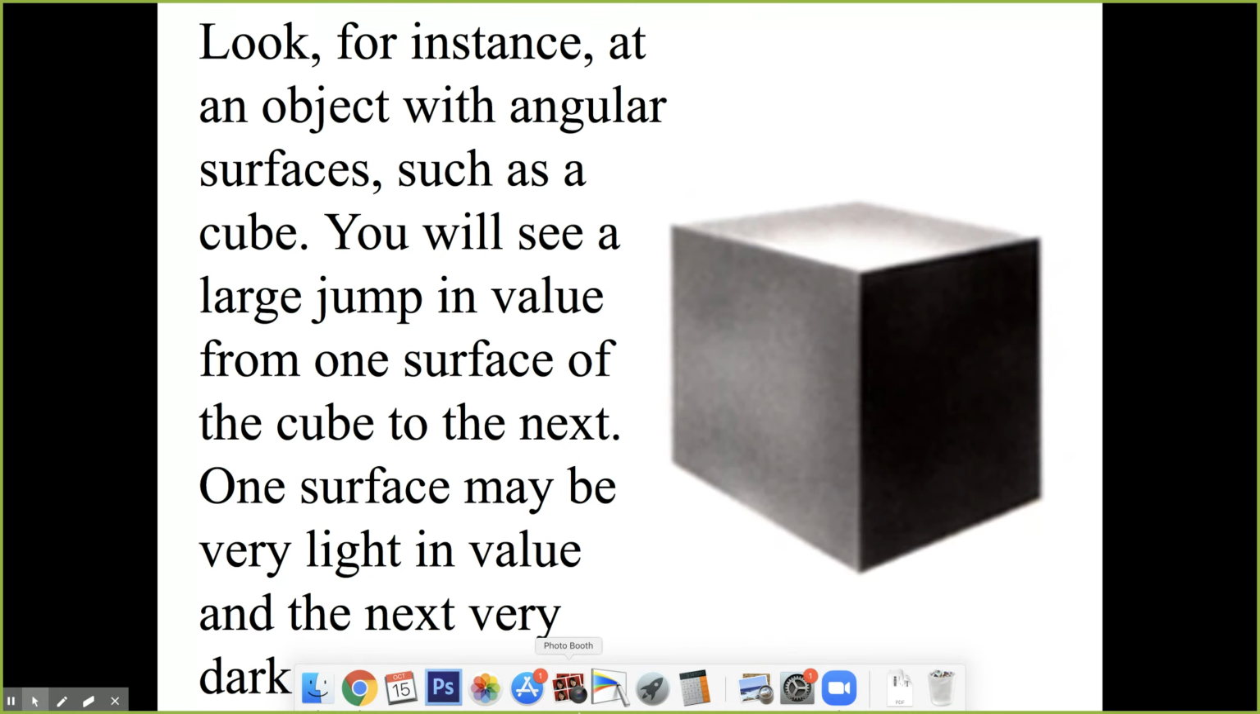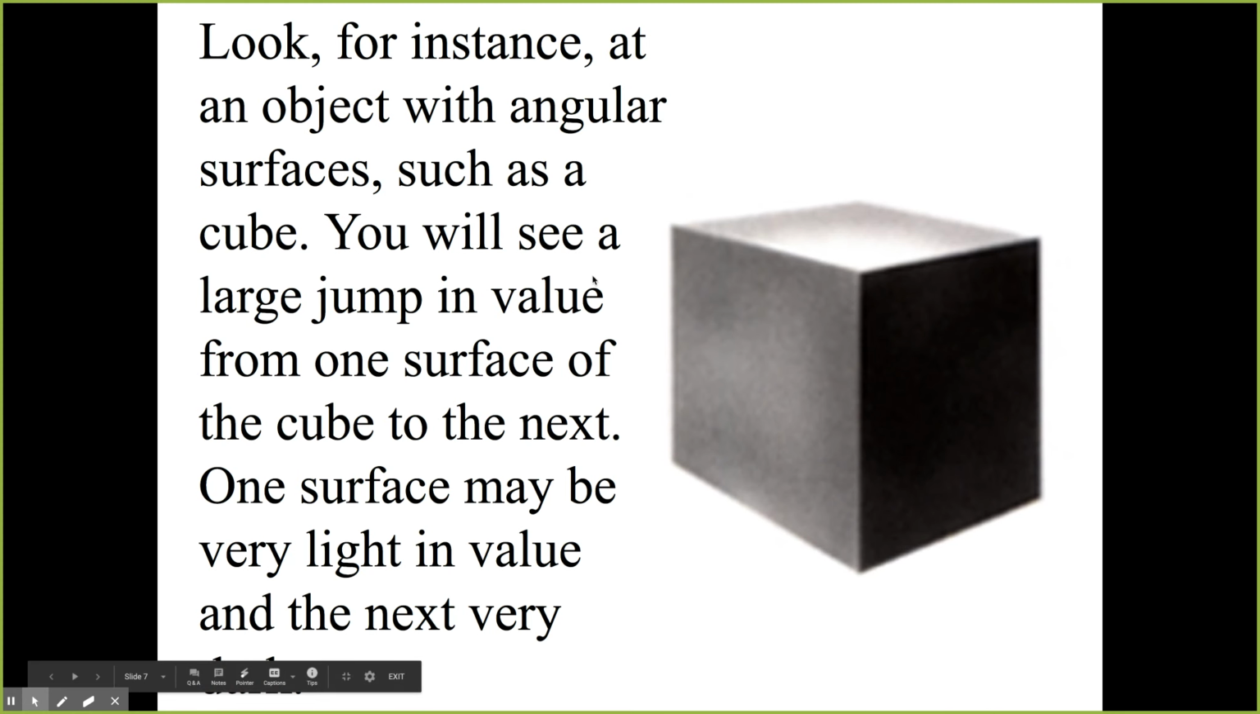Look, for instance, at an object with angular surfaces, such as a cube. You will see a large jump in value. This word we haven't talked about, and we're going to learn more about it. Large jump in value from one surface of the cube to the next. One surface may be very light in value and the next very dark. So value is the shades and lightness of a hue. Hue is a color, and we're going to talk more about that.